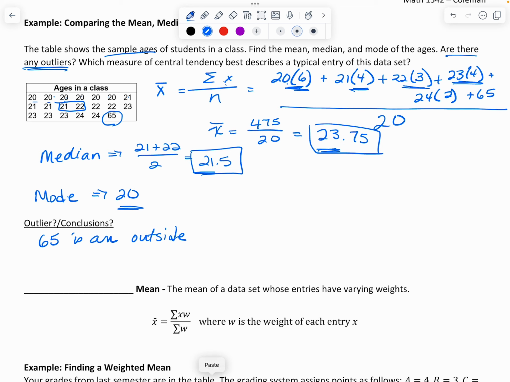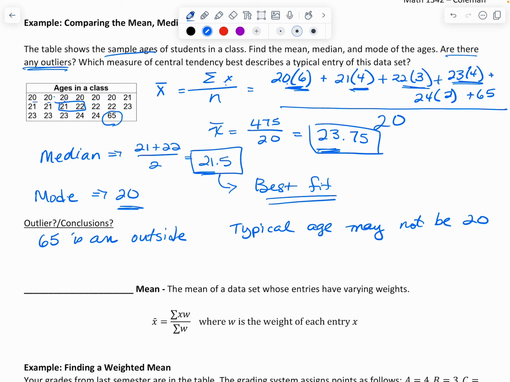The mode of 20 may not be your typical. So the typical age may not be 20. Just because coincidentally most of the students were 20, that may not be the typical age. It may be more that this median actually may be a better fit for the data. So the median may be the best fit for the data, the one that describes it the best.